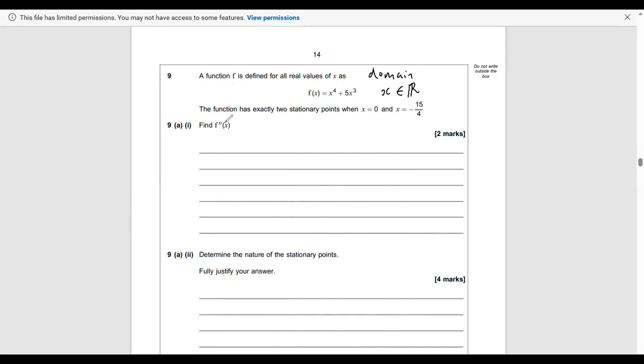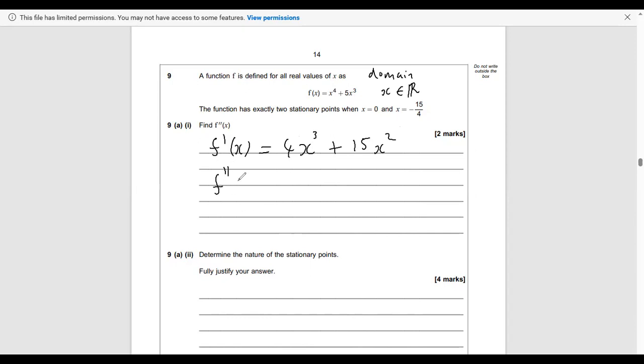The first question wants us to find the second derivative of this function. We start by differentiating the function to get the first derivative, f dash of x. Bring the 4 to the front, take away 1 from the power of x, we get 4x cubed, plus, bring the power of 3 to the front, so multiply by 3. 5 times 3 is 15, and then times x, taking away 1 from the power. So that's our first derivative.